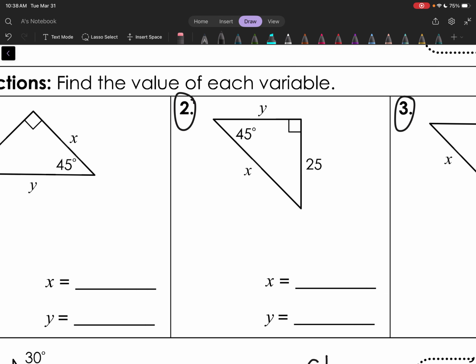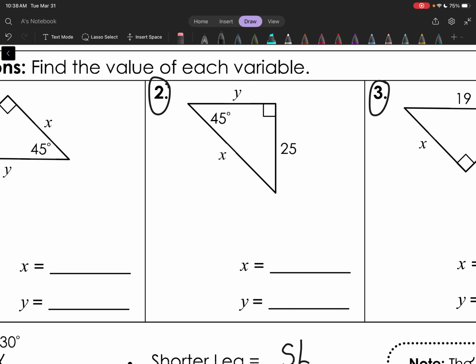All right, let's look. Number 2. The thing I want to identify is the hypotenuse. My hypotenuse is X. My legs are Y and 25. Keep in mind the legs are congruent. So I know Y already is 25. To find X, I'm going to take 25 and multiply by the square root of 2. There's my answer, finished.